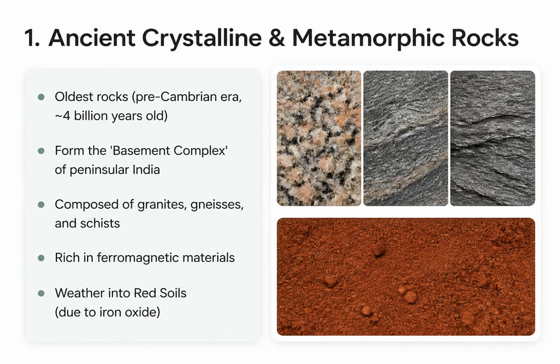These are the oldest rocks, dating back to the Precambrian era, about 4 billion years ago, forming the basement complex of peninsular India. They are primarily granites, gneisses, and schists. Because they are rich in ferromagnetic materials, they weather down to form expansive red soils, getting their signature color from the presence of iron oxide.